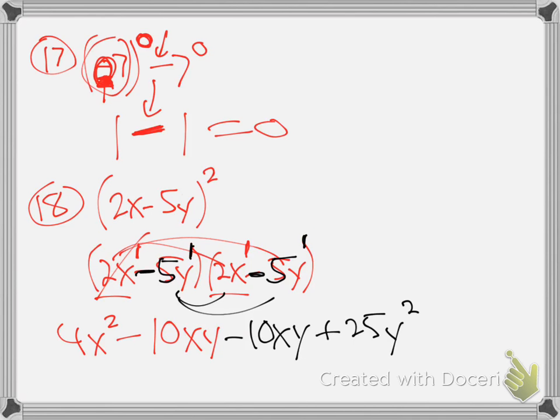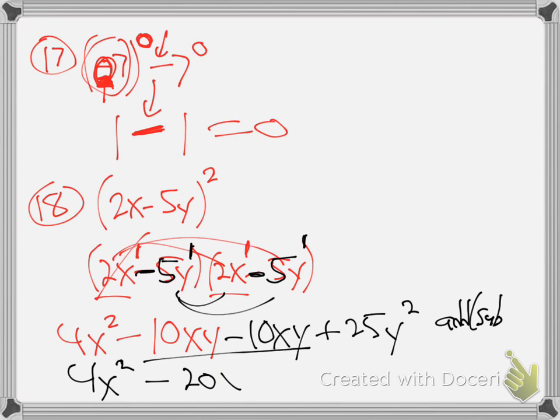Now, the middle two are, now I'm in adding subtracting mode. The multiplying is over, no more parentheses, I'm in adding subtracting mode. The middle two are like terms, aren't they? So we can combine them. Minus 10 and minus 10 is minus 20xy, don't make it squared or anything. You never mess with powers when you're adding subtracting, only the numbers in the front. There we go.